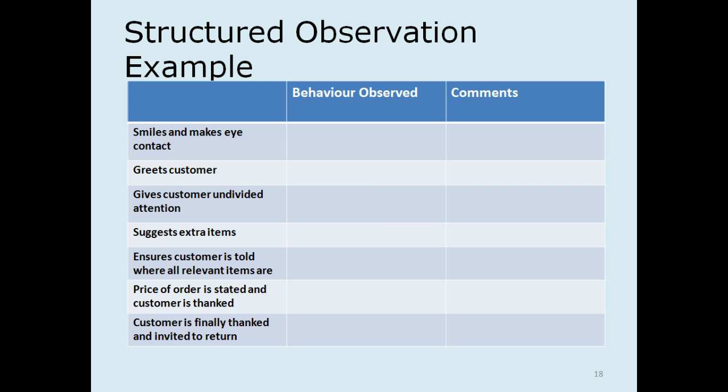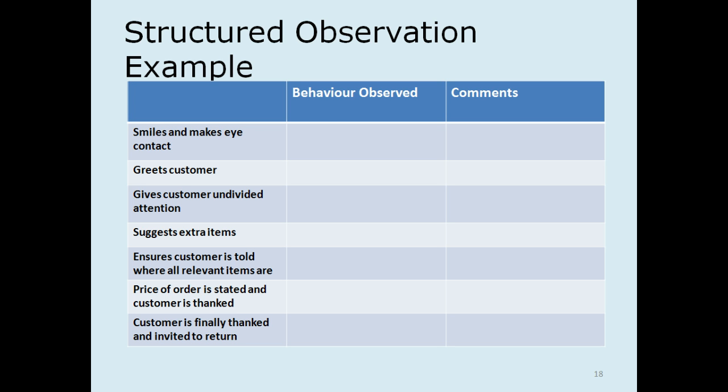Here's an example. So you might be observing some people within a restaurant. So we say a chain of restaurants. Let's go back to Burger King or McDonald's. You have devised this sheet of categories, and you're going to tick some boxes. So here, you observe, did they smile and make eye contact with you? Yes or no? Did they greet the customer? Yes or no? Did you think they gave the customer undivided attention? Yes or no? Did they suggest extra items? Yes or no? So it's much more black and white, much more categorized.